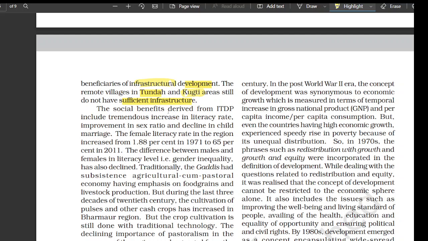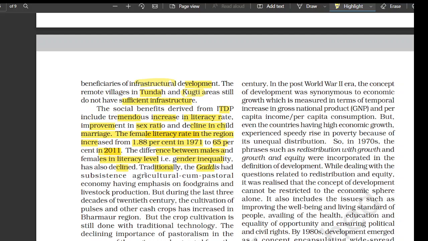The social benefits derived from ITDP include a tremendous increase in literacy rate, improvement in sex ratio, and decline in child marriage. The female literacy rate in the region increased from 1.88% in 1971 to 65% in 2011. The difference between males and females in literacy level, that is gender inequality, has also declined.